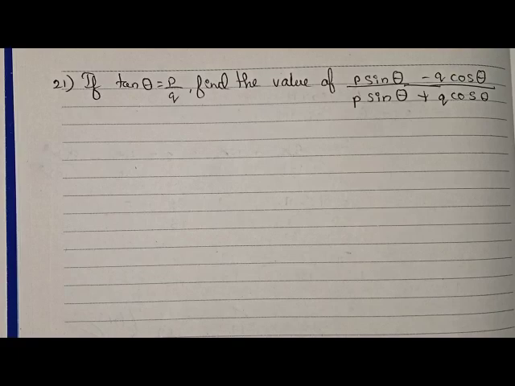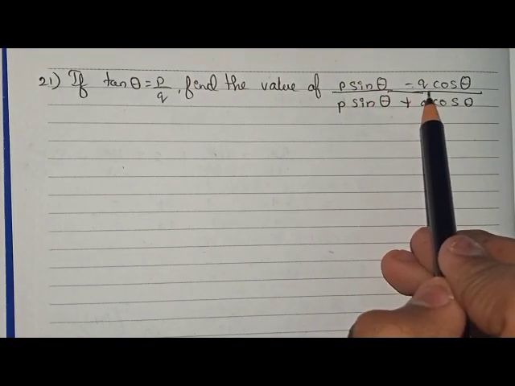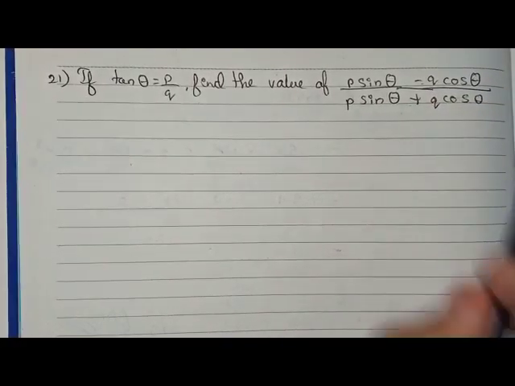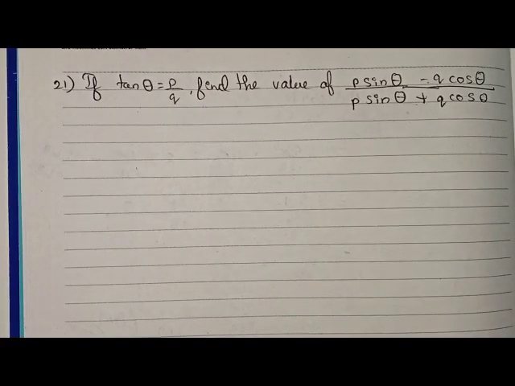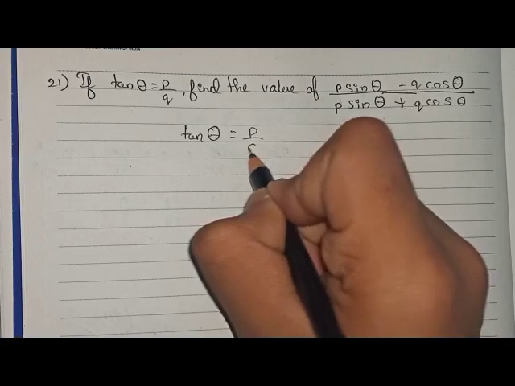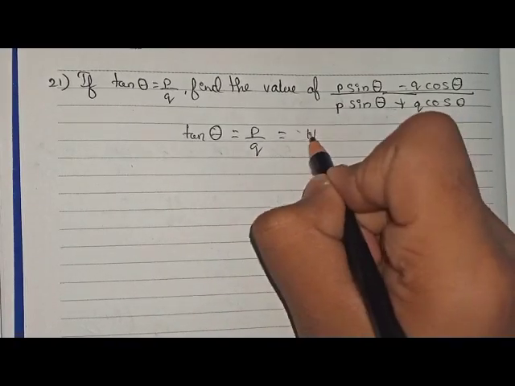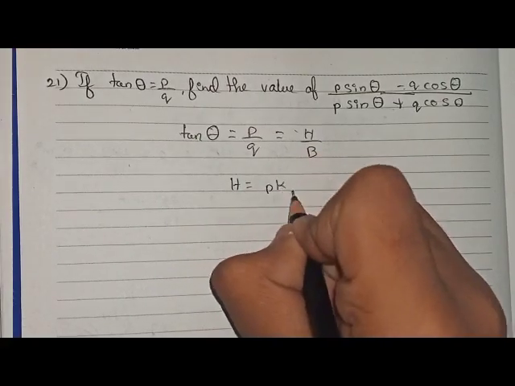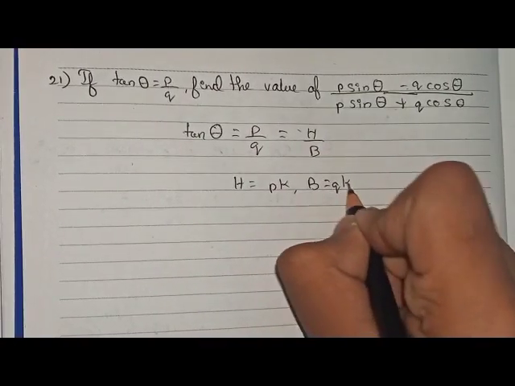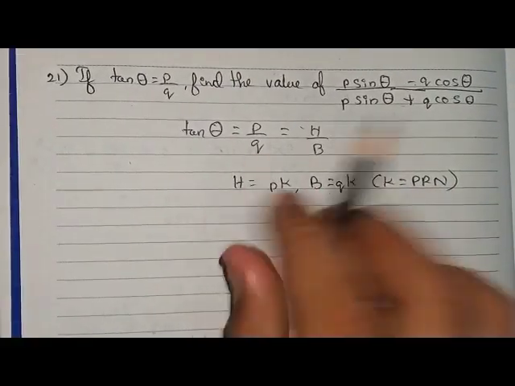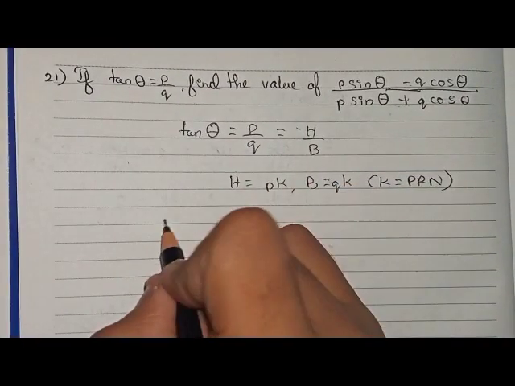Question number 21. If tan theta is equal to p by q, find the value of (p sin theta minus q cos theta) by (p sin theta plus q cos theta). So it is given tan theta is equal to p by q. Tan means height by base. Height value pk, base value qk, k is a positive real number. So I can find out the hypotenuse now.